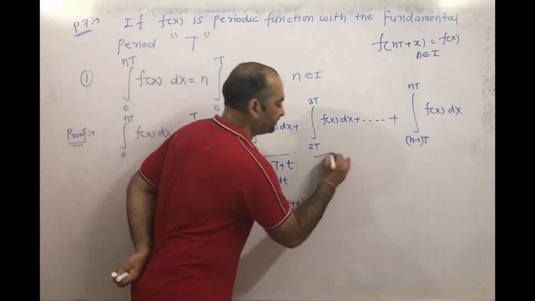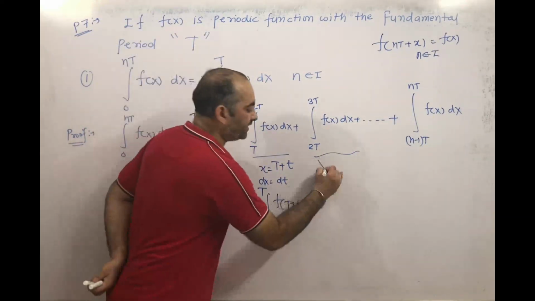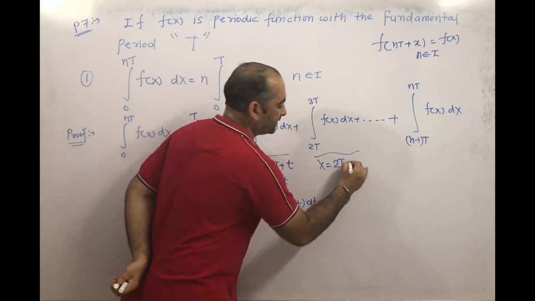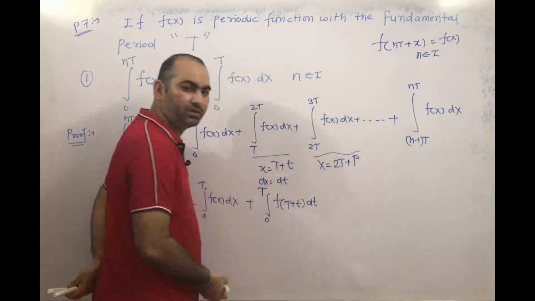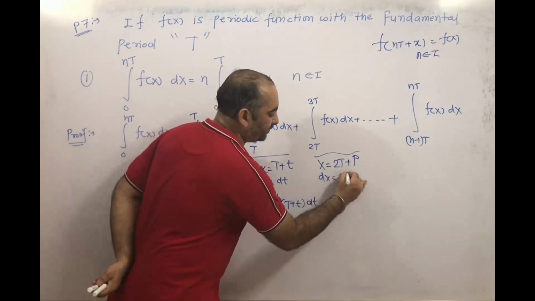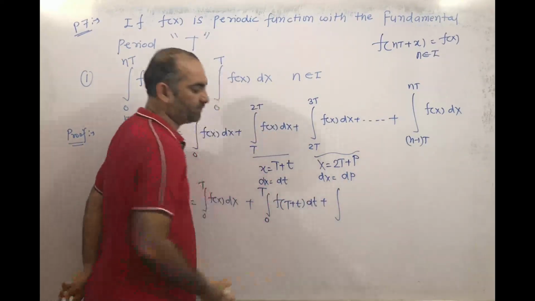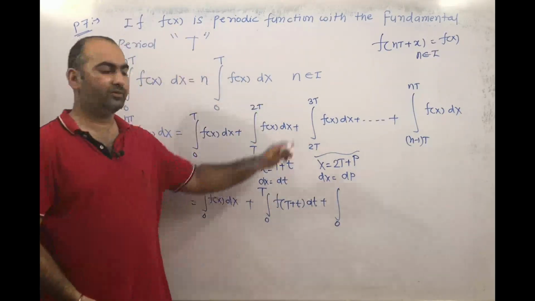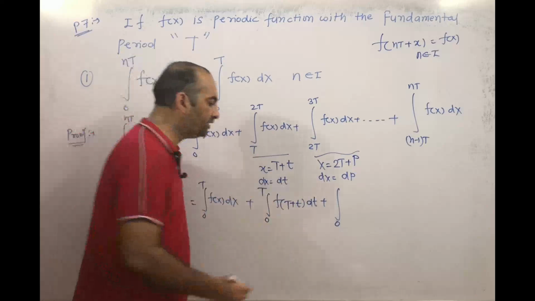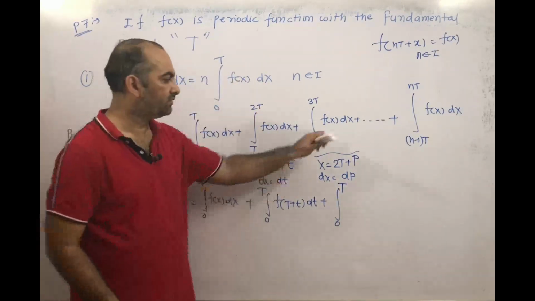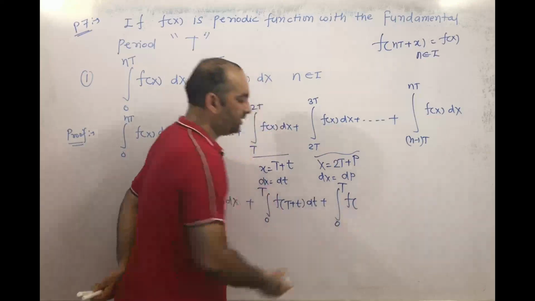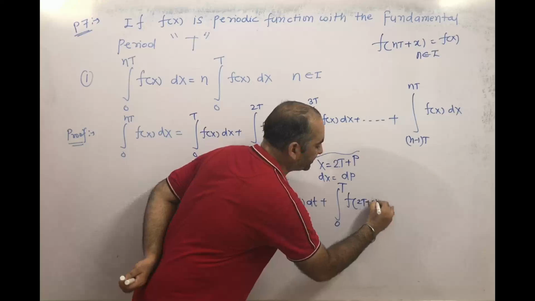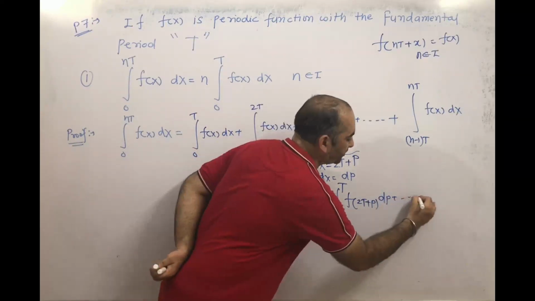Now here what you will do? Instead of x we will put 2T plus p. So here dx equals dp. So plus this integration. Lower limit is 2T, so if you put 2T, p value lower limit is 0. And if I put upper limit 3T, p value will be T. Okay, and this will be f of, x value if you put 2T plus p, so f of 2 times capital T plus p, dp, plus dot dot dot plus.